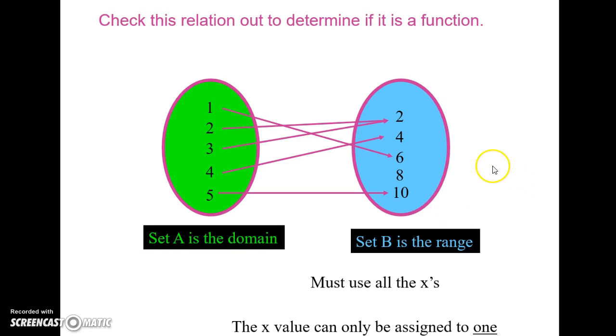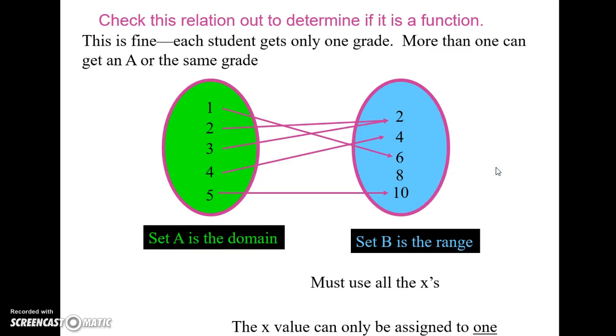Okay, is this a relation? Yeah, 1 goes to 6, 2 goes to 2, 3 goes to 2, 4 goes to 4, 5 goes to 5. There's no x that's going to more than one y.